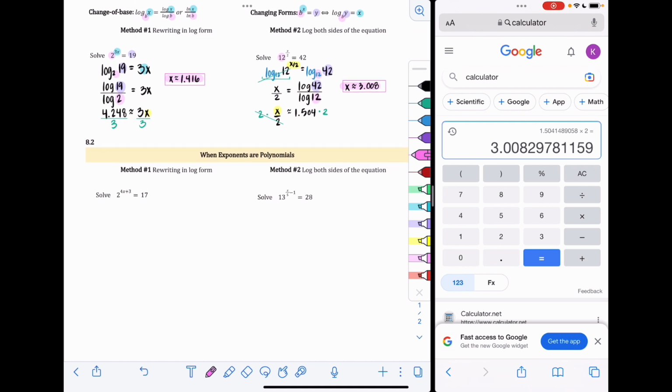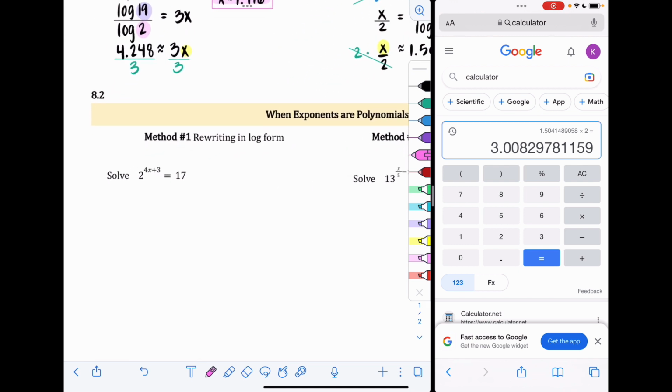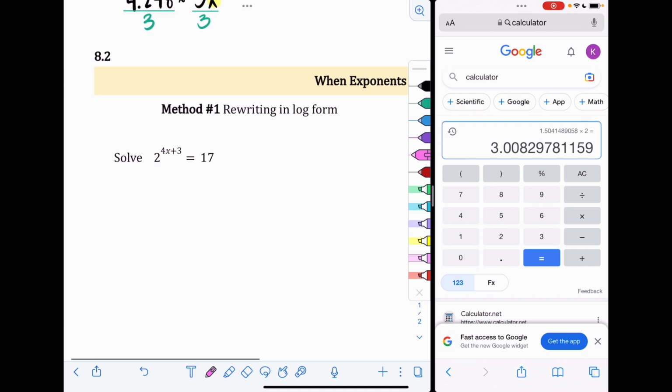Okay, so 8.2 is going to be kind of the same setup, it's just our exponents are going to have multiple terms in them. So we'll do the same thing, method number 1 of rewriting in log form. So we're going to solve 2 raised to the 4x plus 3 equals 17.